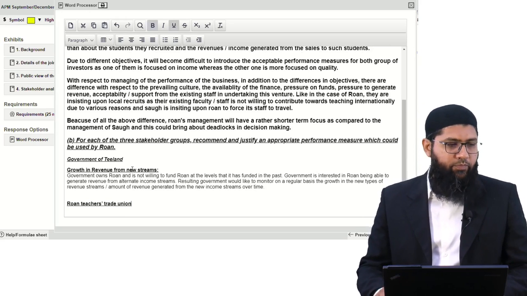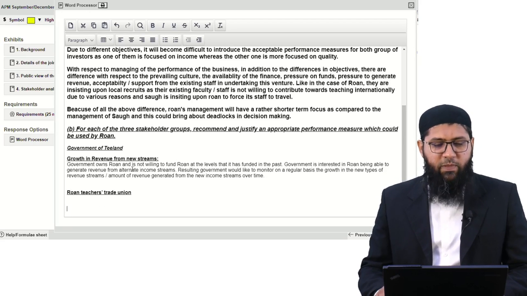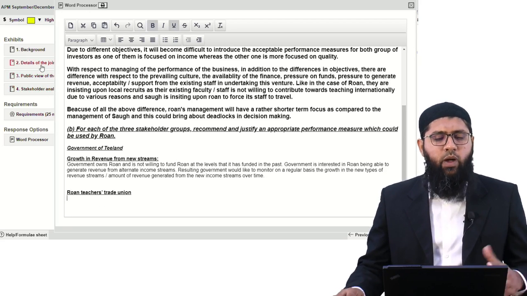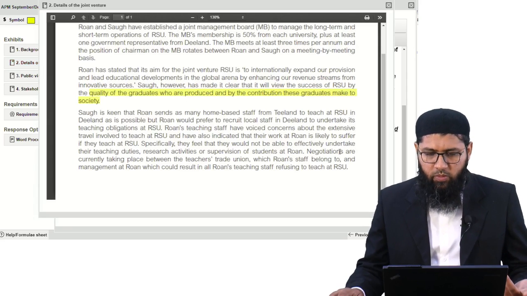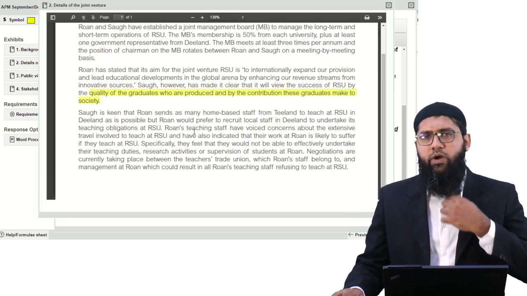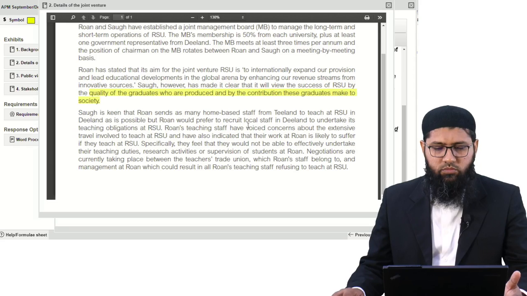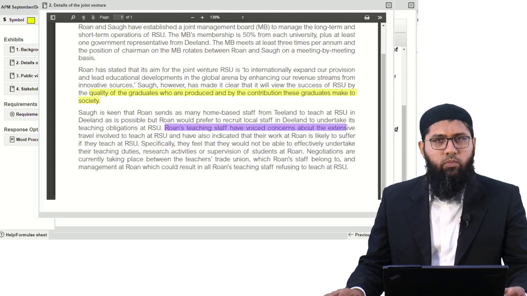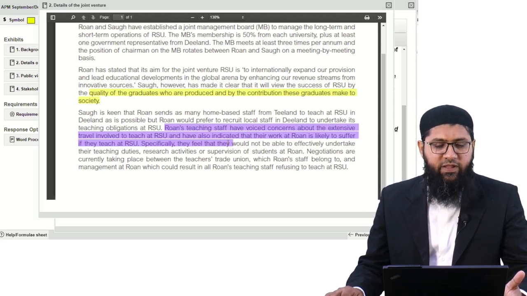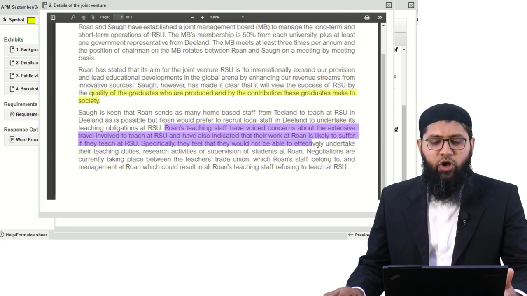With respect to the trade union, what is the trade union concerned about? Why does the trade union come into play? Okay, this is a specific paragraph. What is the trade union concerned about? Roan's teaching staff is not willing to be traveling. They have raised concerns about extensive travel involved to teach at RSU, and have also indicated that their work is likely to suffer if they teach at RSU. Specifically, they feel that they would not be able to effectively undertake teaching duties. Negotiations are currently taking place between teachers' trade union, which Roan's staff belong to, and management at Roan.